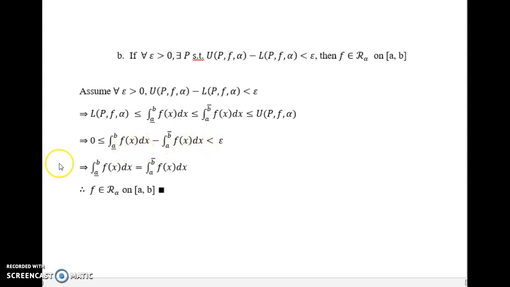So then there you have it. The integrals are equal, which means that f is definitely integrable on [a,b]. I hope that's right. The proof's kind of short.